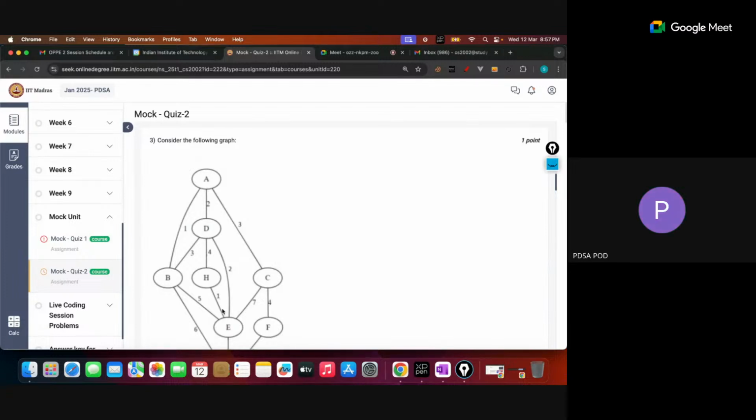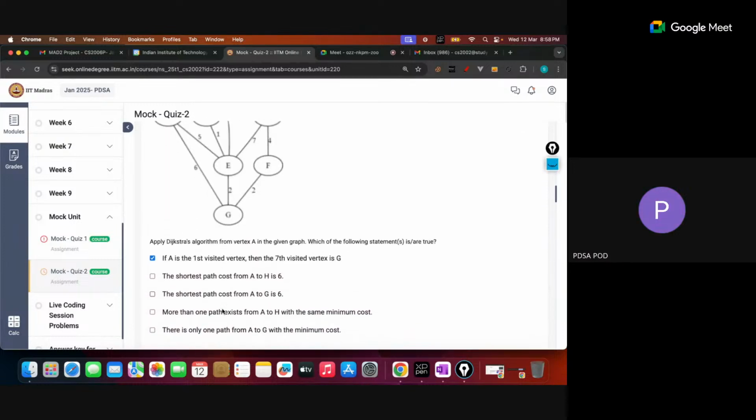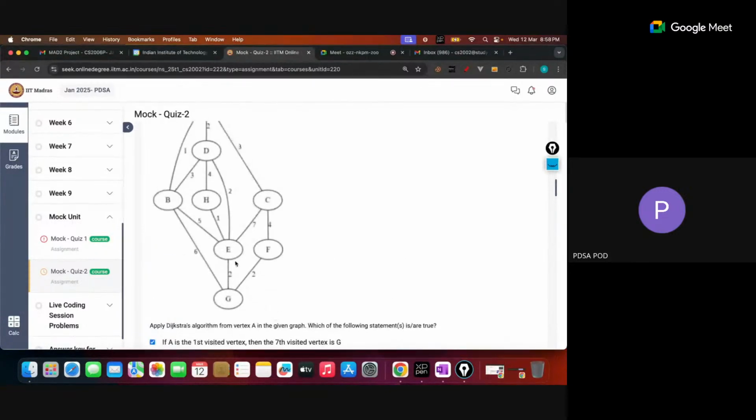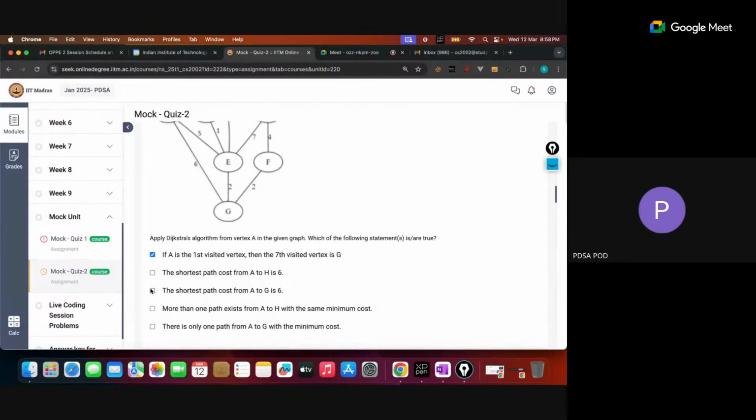Sir, it's a 5, no? It's 5 or 6? 5 is the optimized value. So that second one is false. So A to G is 6. It's true. Is it right?